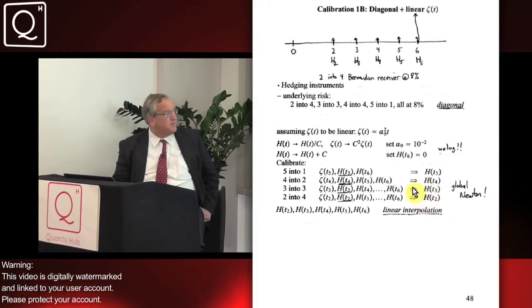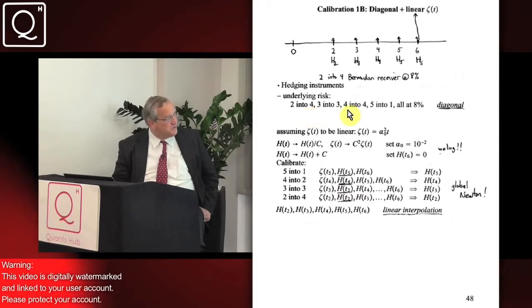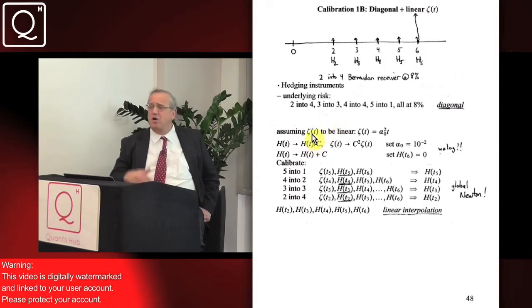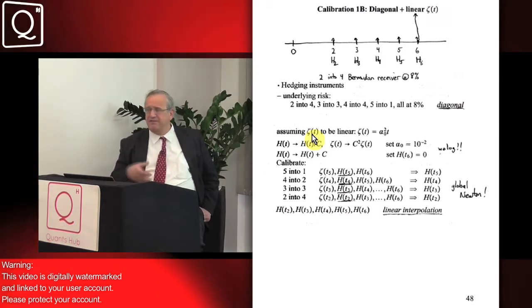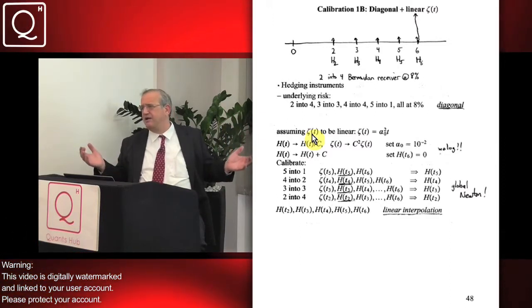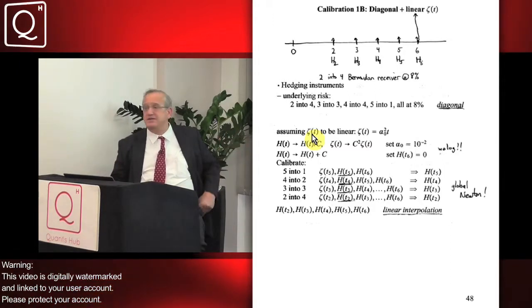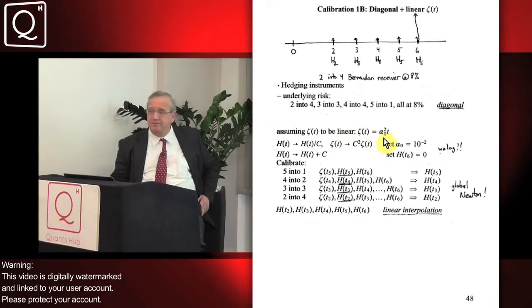So the Salomon people said, well, okay. For hedging instruments, of course, we're going to calibrate on the diagonal swaptions at 2 into 4, 3 into 3, etc., 4 into 2, etc. But then all we want to assume now is that the accumulated volatility is linear in time. And they phrase that as something fancy like, we believe that uncertainty enters the marketplace at a constant rate. They mean zeta of t is linear in time. So it's alpha naught squared times t for some alpha naught.